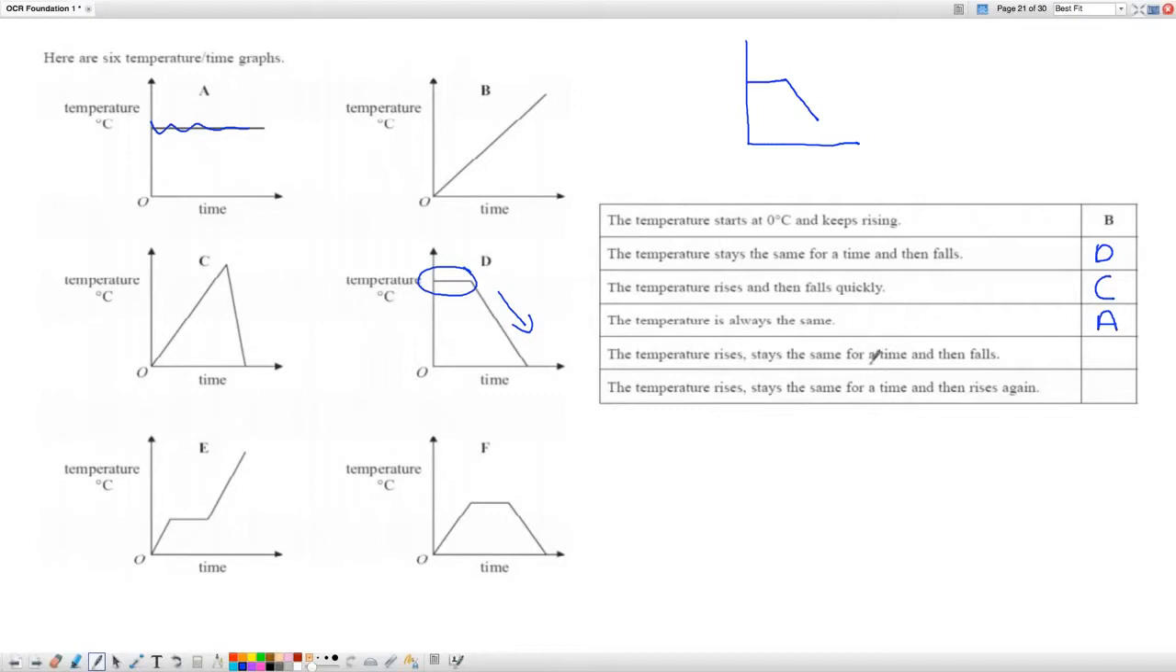The temperature rises, stays the same, then falls. Rises, stays the same, then falls. Graph F. Lastly, this must be E. Let's read it though. The temperature rises, that's up, stays the same, and rises again. So this correctly matches here with the description. Rises, stays the same, rises.